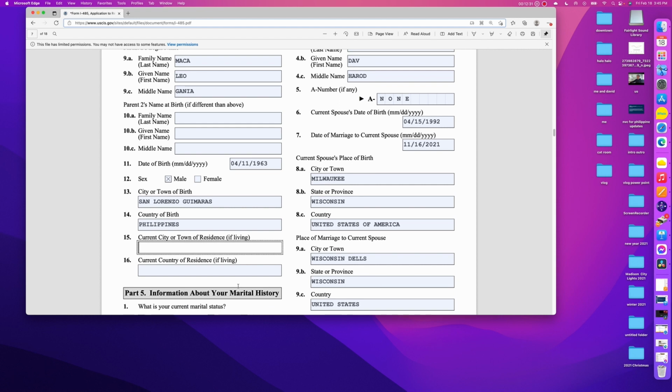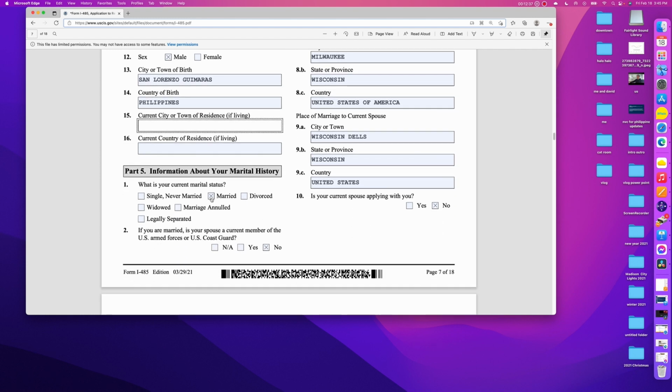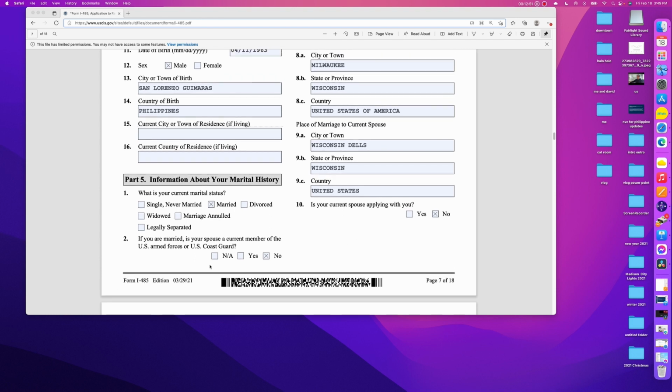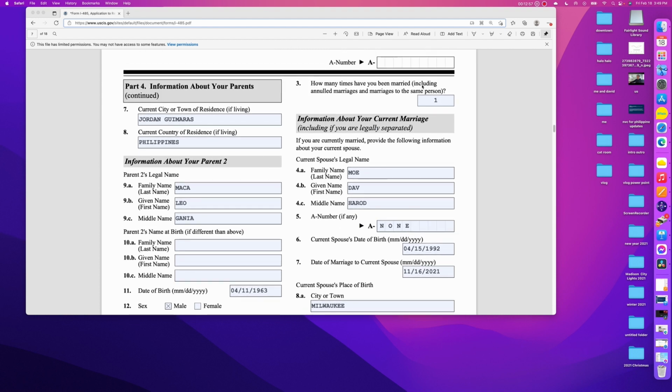Okay, next. Part 5, information about your marital history. So what is your current marital status? So I'm married. Next, of course, is if you're married to a spouse who is in the U.S. Armed Forces or U.S. Coast Guard, including Navy, is included here. So no, my husband is not in the U.S. Armed Forces. Let's continue. Here, how many times have you been married, including annulled marriages and marriages to the same person? So guys, if never married, you answer 0, okay?